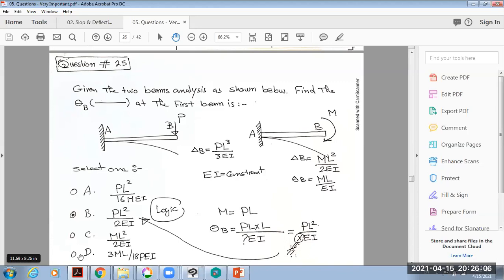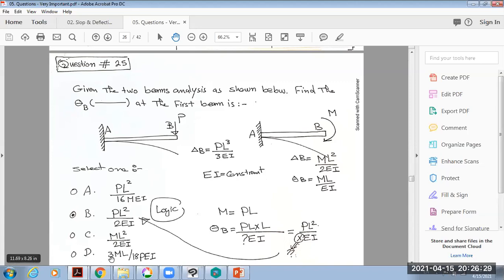Forget about B now. Forget about B. Go for C. ML square, as a concentrated load. Why did you put the M? Why did you put the M as a delta B here? Delta B equals ML square over 2EI. He gave it to me here. So this is wrong. So A and C are wrong.